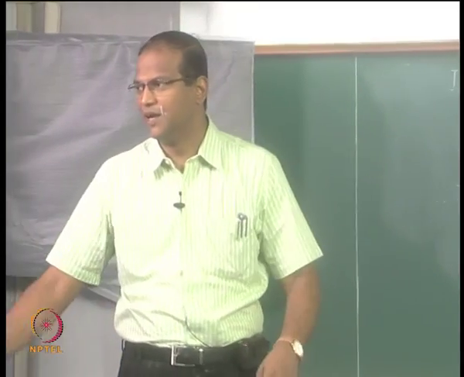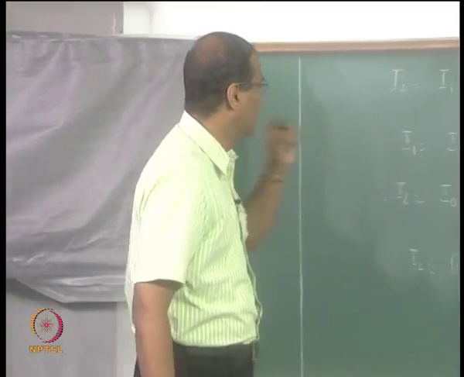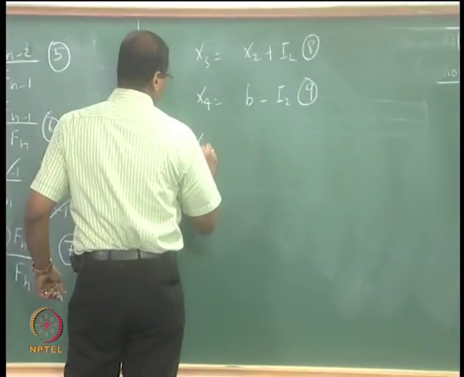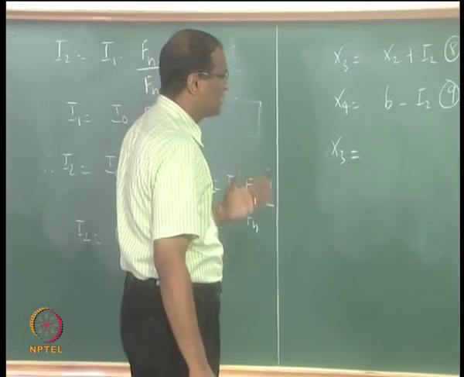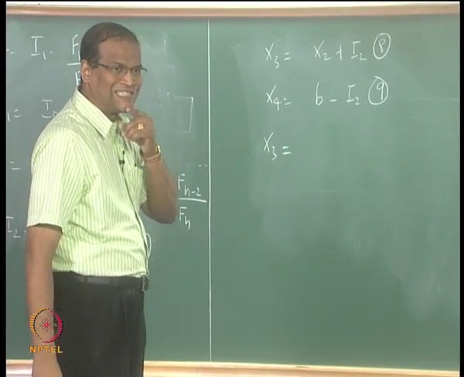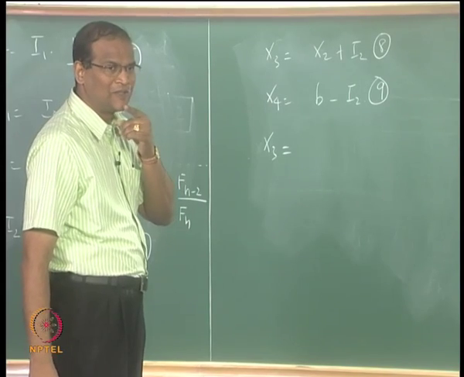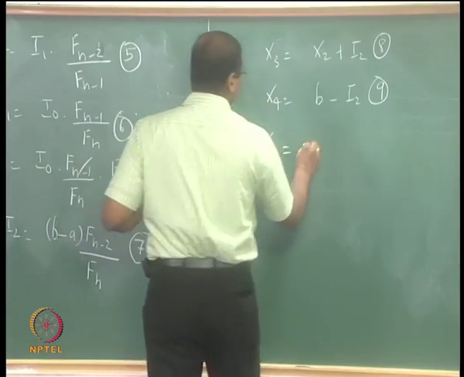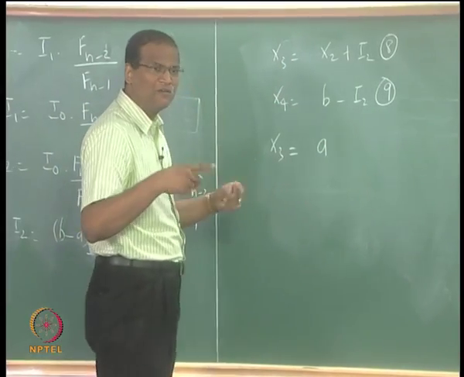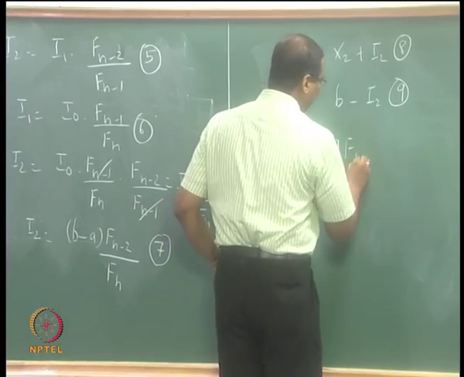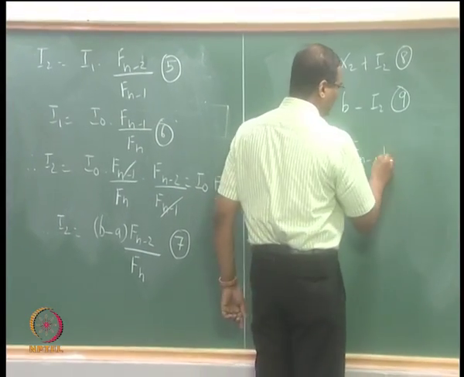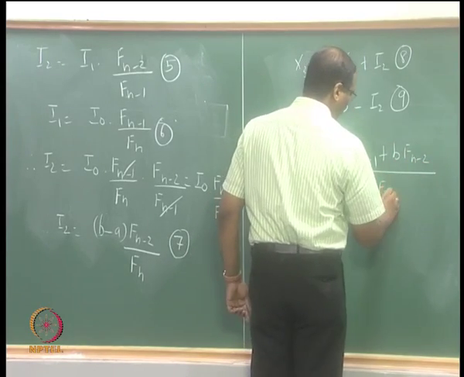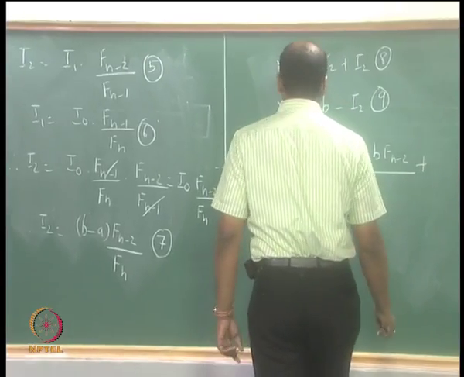So people will say it can be shown with asymptotic convergence. x3 is equal to x2 plus I2. Now let us substitute for x3. What is x2? No, we simplified, no? A Fn minus 1 plus b minus a.